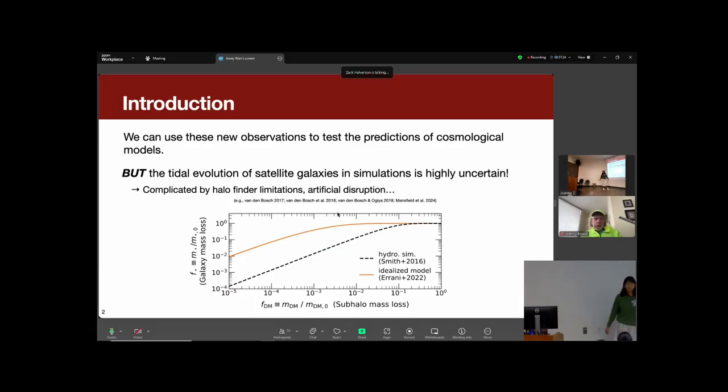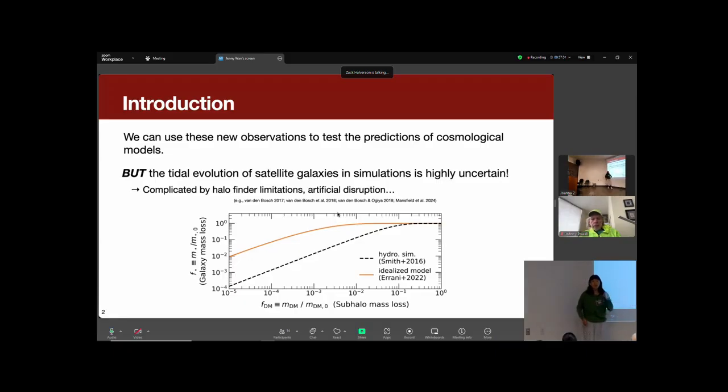If you're not super familiar with reading tidal tracks, the x-axis here is telling you about subhalo mass loss, so it's giving you the remaining bound fraction of dark matter post-infall. The y-axis tells you about galaxy or stellar mass loss, so this is the remaining bound fraction of stellar mass. And then you can think of time as progressing along each of these tracks, so starting from the top right and going to the bottom left.